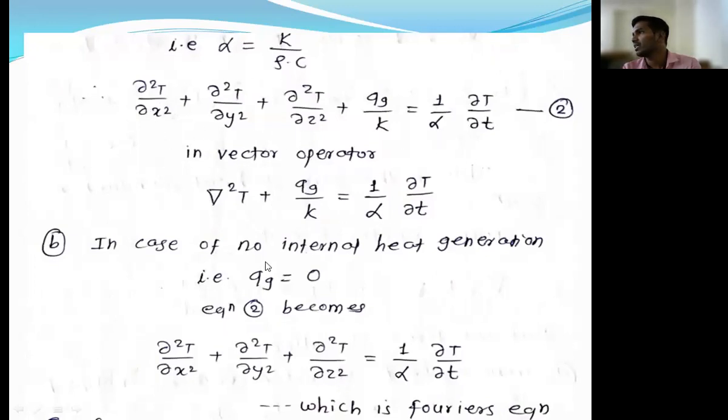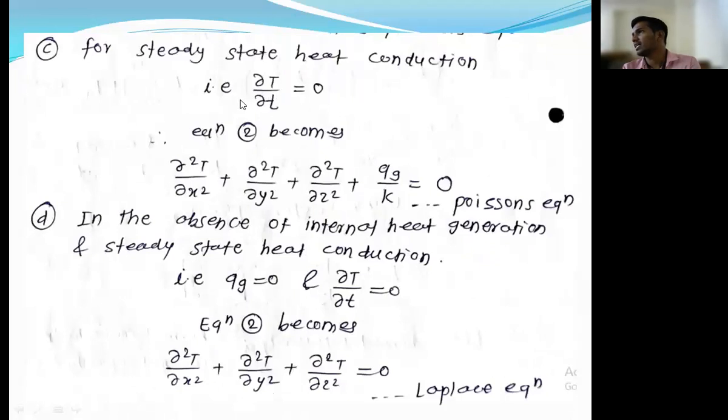After that, we considered the different conditions. In the first case, we consider that internal heat generation is not there, meaning qg is equal to 0. We put qg is equal to 0 into this equation, and the equation we got is nothing but Fourier's equation. In the second case, we considered the steady state. As we know, the change in temperature with respect to time becomes 0. Therefore we get this equation, and that equation is nothing but Poisson's equation.